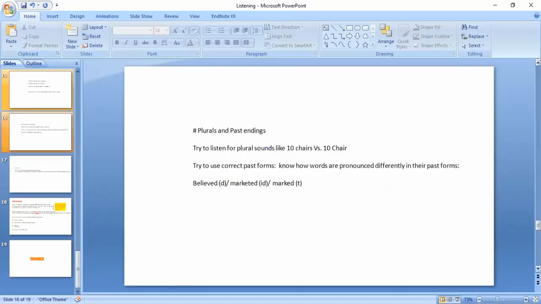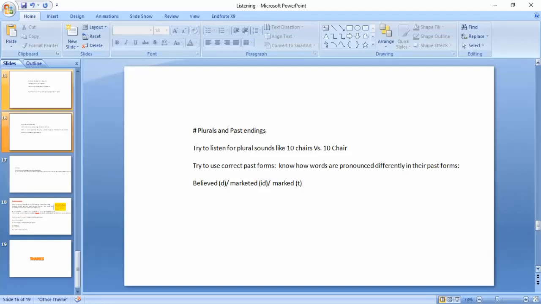Another important thing to look for in the listening section are the plurals and past endings. Try to listen for plural sounds, like 10 chairs versus 10 chair. We already know that 10 means plural, so it should be 10 chairs and not chair. If you don't write the s, then your answer would be wrong.